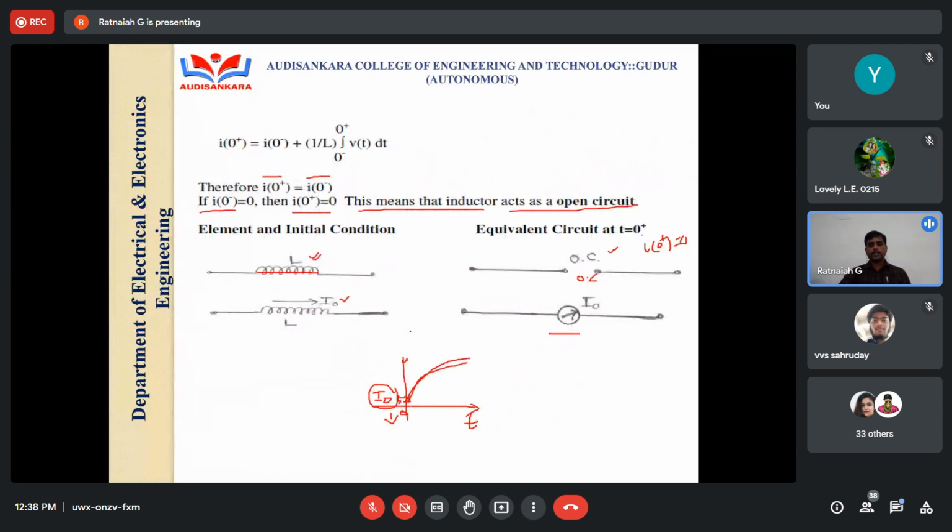Without initial current, the inductor will act as an initially open circuit, and if you have initial current, then it can act as a current source I naught. That inductor can be replaced by I naught.